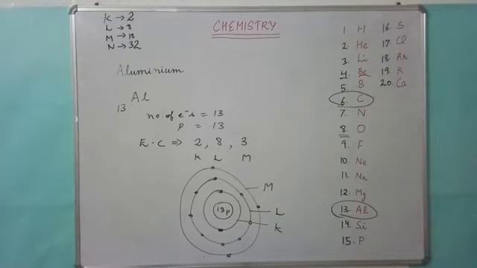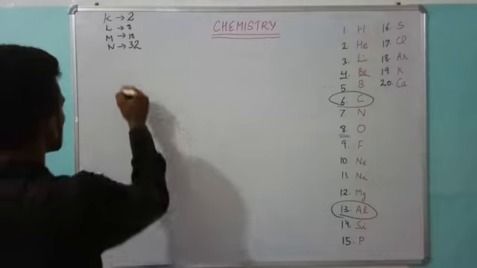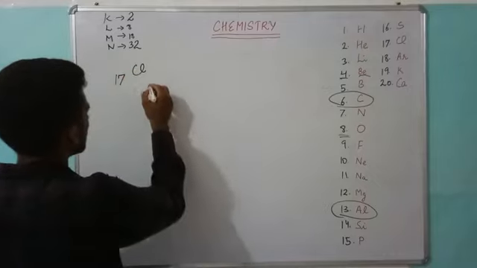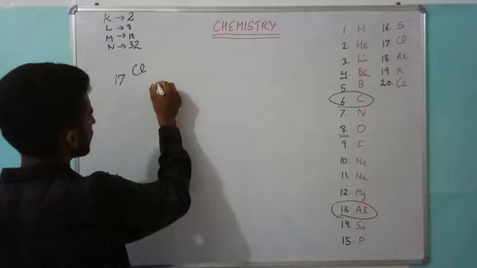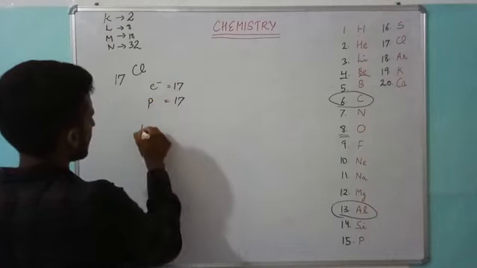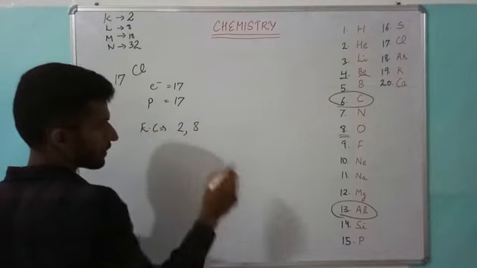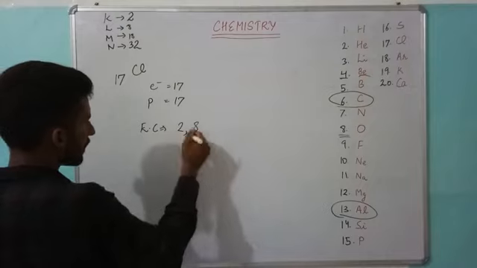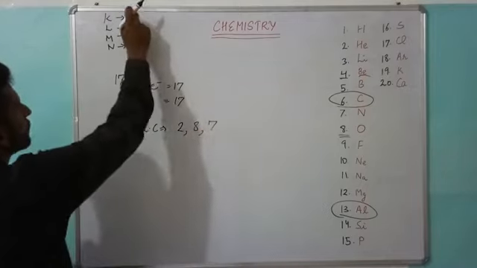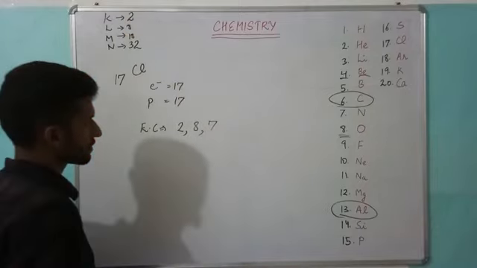Clear? Chlorine has the next atomic number, that is 17. Symbol is Cl. So the number of electrons is again 17, and the number of protons is again 17. Electronic configuration: first for K, then L, and the next one for M. So 2, 8 and 7. 2, 8, and what remains will be in the next shell. So 2, 8 and 7.